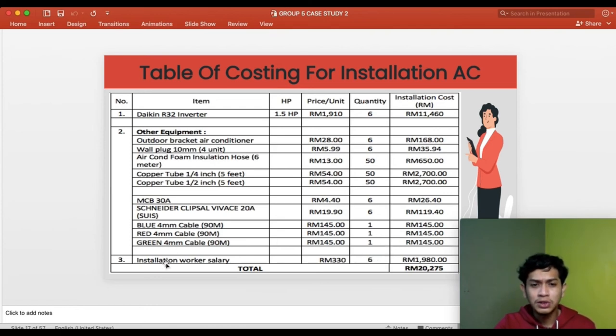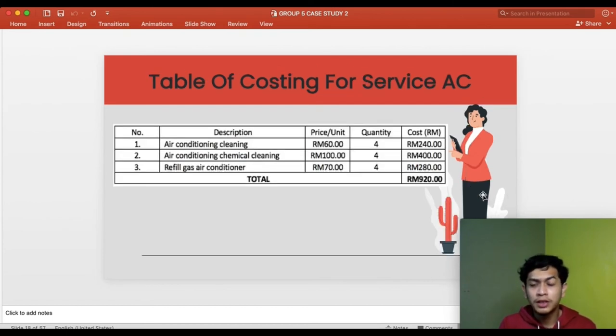So the installation worker salary is 330 for one aircon, and for the 6 aircon, 1,980. So the total cost of the installation aircon is 20,275. So the next one is about the service aircon.